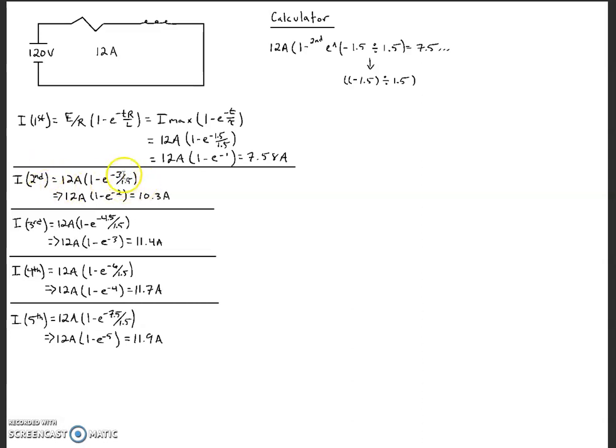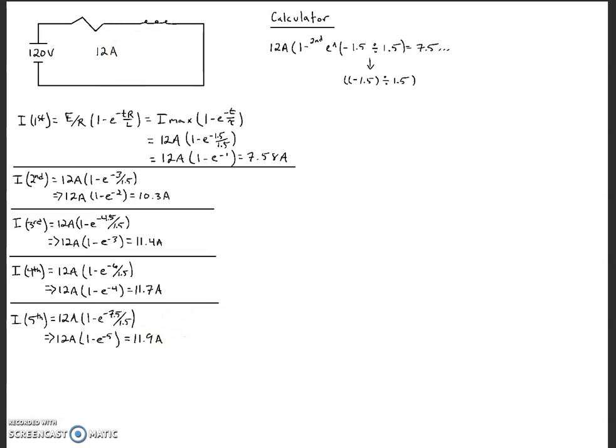That's why we get e to the negative 2, if we have 3 divided by 1.5 equals 2. So we have 12 amps times, and you can punch this in either way, negative 3 over 1.5, but it will get you 2. So just showing here the very simple values at the exact time constants. Now you'll end up with slightly different numbers compared to the values in the book. It's a little more precise. So 10.3, 11.4, 11.7, and closer to 12.